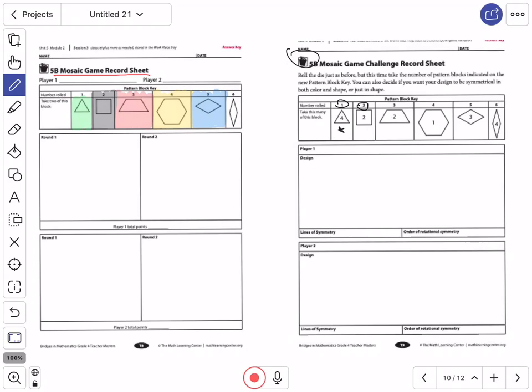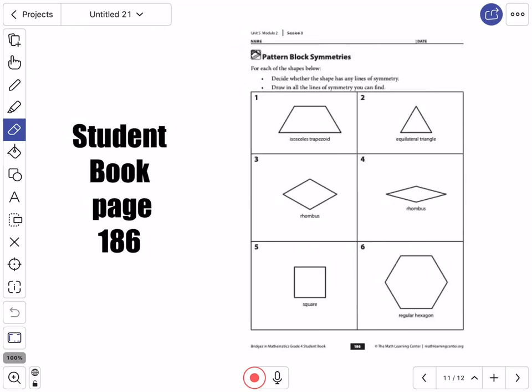So this would be your game sheet that you would use for the regular. And then this would be your game sheet for the challenge. Roll the die just as before, but this time take the number of pattern blocks indicated on the new pattern block key. So if you were to roll a 1, you would take 4 of these. If you were to roll a 2, you would take 2 of these. If you were to roll a 3, you would take 2 of these. If you were to roll a 4, you would take 1 of these. If you were to roll a 5, you would take 3 of these. And if you were to roll a 6, you would take 4 of those. So that's how that one works. Make the game a little bit more fun that way, okay?